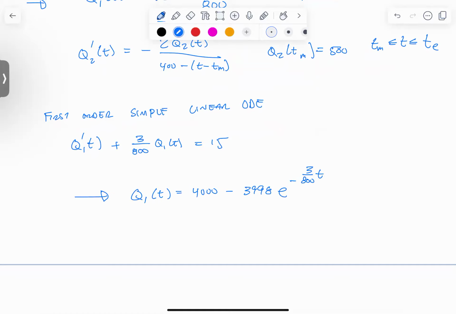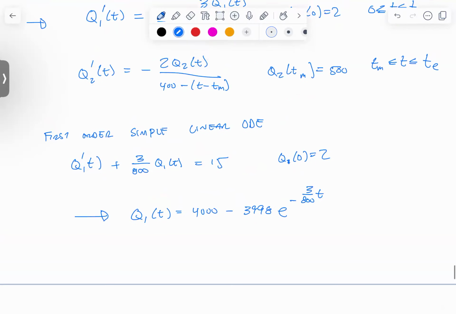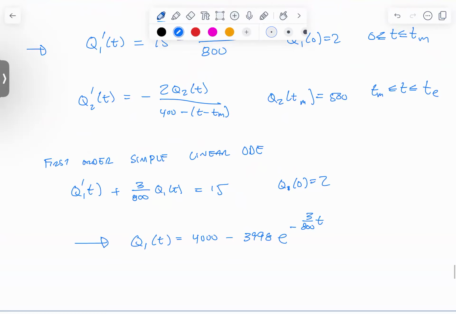Setting up is the good part of these problems. That's a first order simple linear ODE, which we could solve with integrating factors. It would be all just details. And so let's make a note that Q1 of 0 equals 2. That is going to solve and find C. With that, now I actually have an equation, and now we can finally do something real.